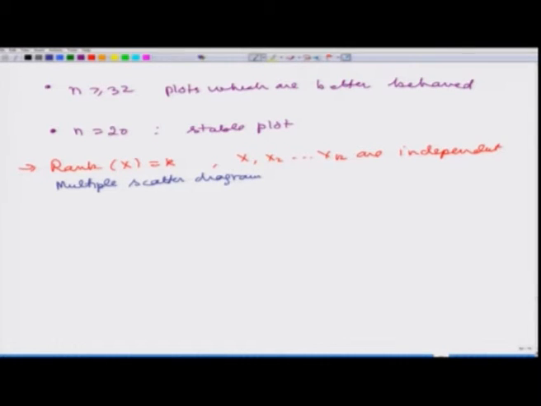For example, if somebody is considering the three variables, say income, expenditure, and saving.